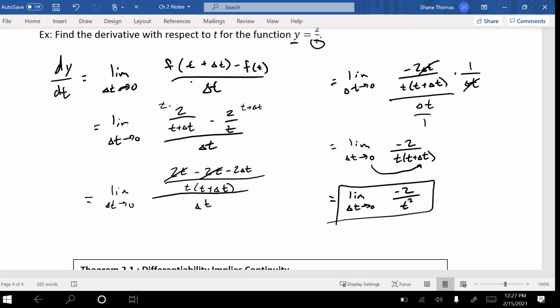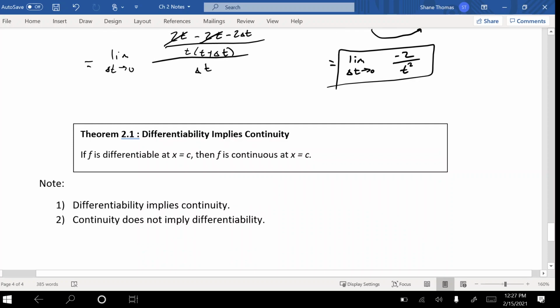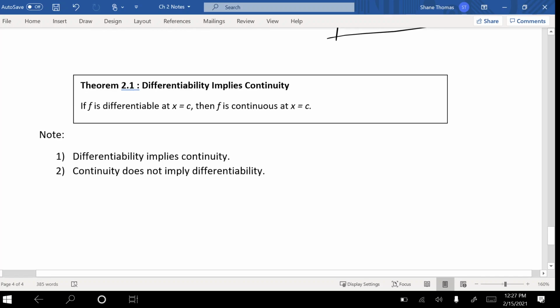All right, then the last thing here, just the theorem, two notes. Theorem 2.1 for calculus says differentiability implies continuity. So if f is differentiable at x equals c, then f is continuous at x equals c. So what does this mean? Basically, if something is differentiable at a point, if you can apply differentiation at a certain point, that means it's continuous. Remember, this is the last thing we did in pre-calc?